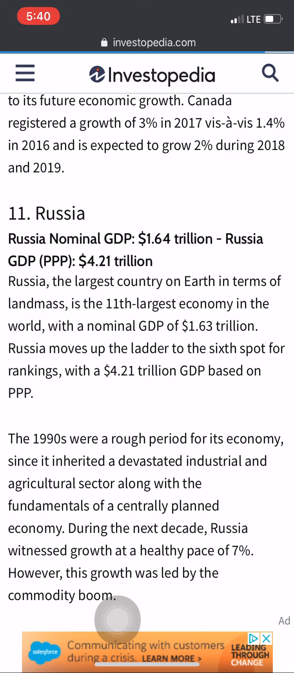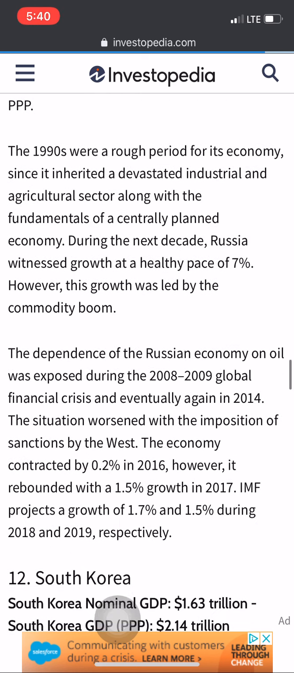Okay, not a part of the Western world. Nominal GDP is 1.64, PPP GDP is 4.21, almost double, right? More than double. So the same thing applies to Russia as well.